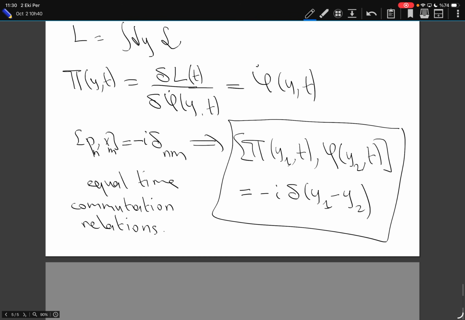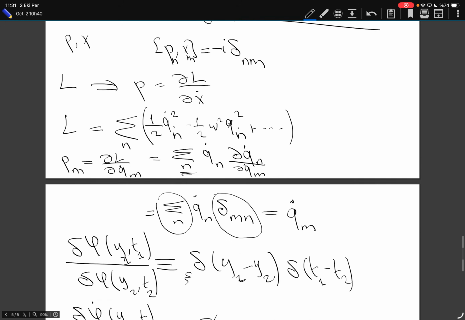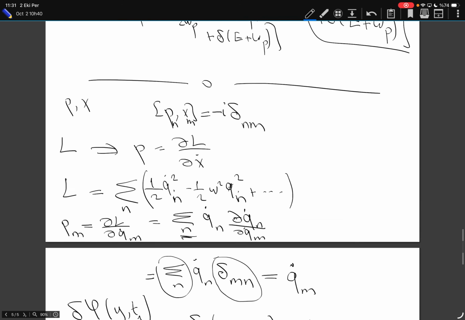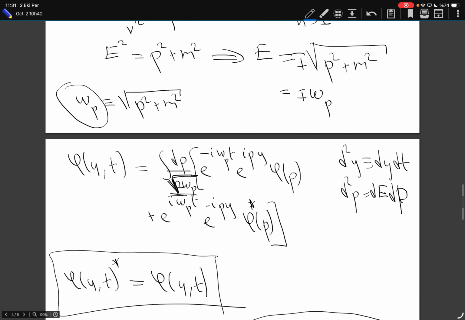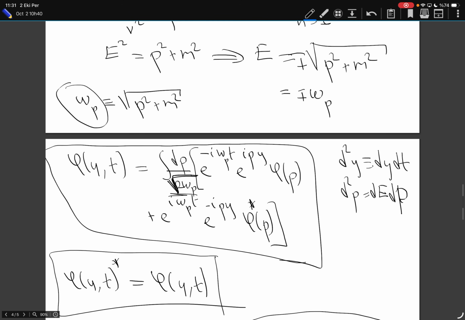In the next hour, what we will start doing is, let's say we have these commutation relationships. Well, I have my field. I can write my field in this way. I will see what those commutation relationships tell me about these phi of p and phi star of p. Then a nice picture will start to emerge.